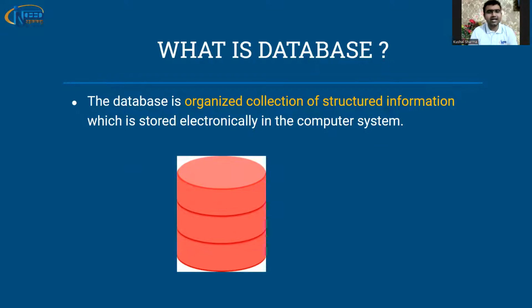Let us further understand what exactly is a database. Database is organized collection of structured information. Usually, this information is present in the form of a table or number of tables in a database, and they are stored electronically into a computer. So you must be watching this video into your mobile or a laptop or a personal computer. So all of these devices have got something which is called as database, which stores structured information.